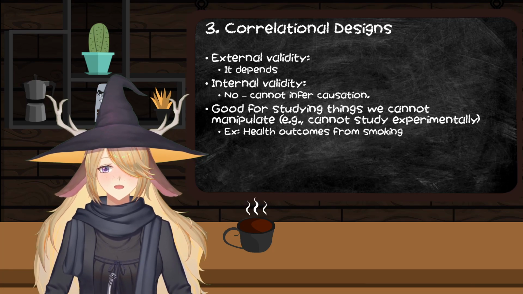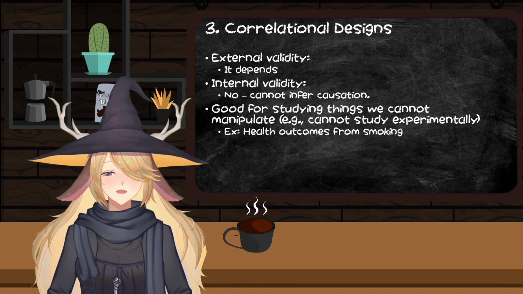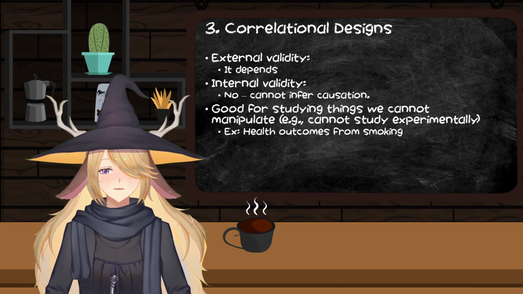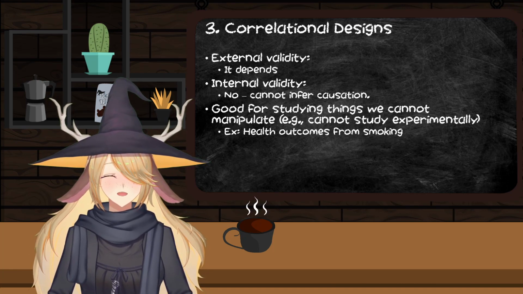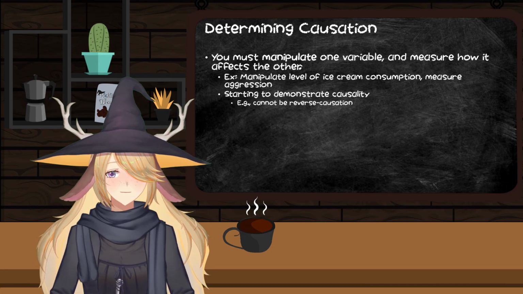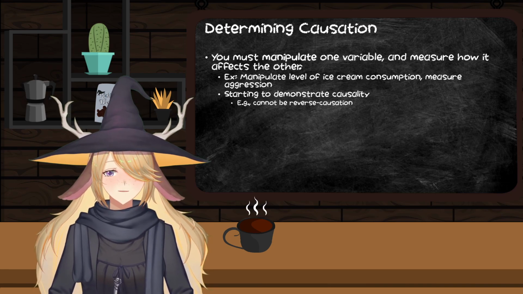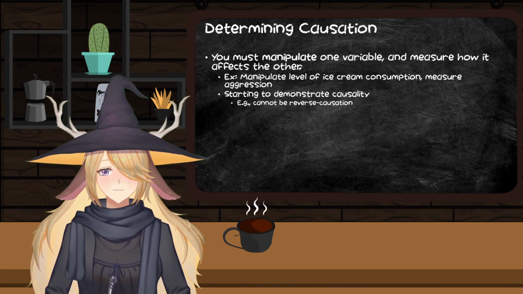So in cases where we either cannot or it is not ethical to manipulate these various factors, correlational designs are an important way of getting information. But after looking at all three of these, we still cannot infer internal validity. So where do we get that from? We get that by manipulating one of the variables and measuring how it affects the other.